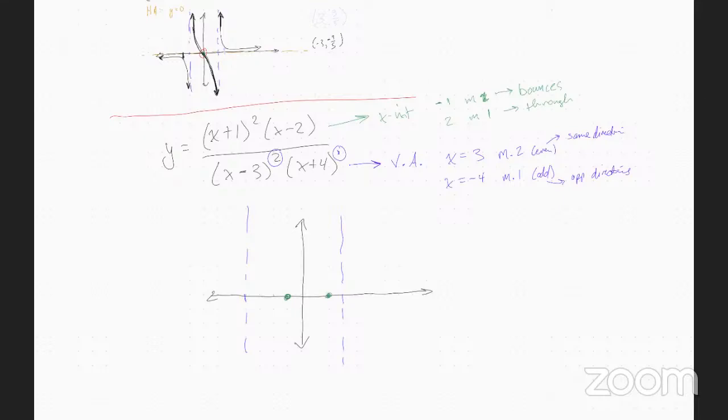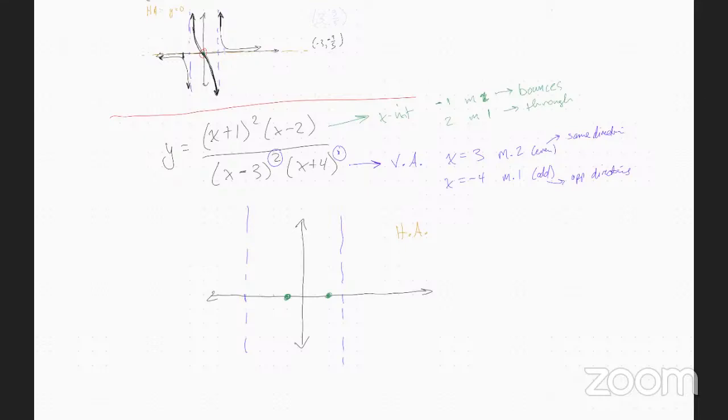And then I have my horizontal asymptote. Can you see the horizontal asymptote without me multiplying this back out? Since the degrees are the same, it's just going to be 1 over 1, because you're going to have x cubed over x cubed, right? So y equals 1. So it's this right here.